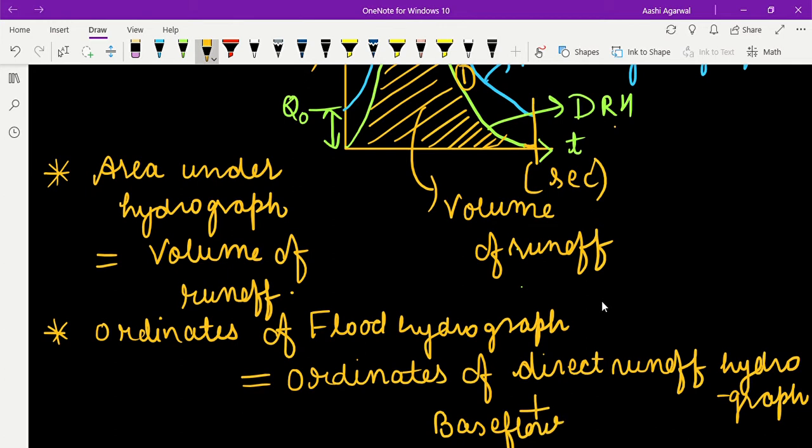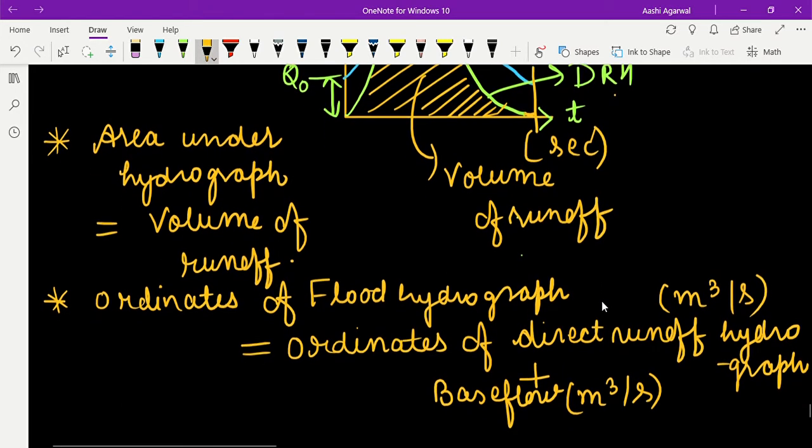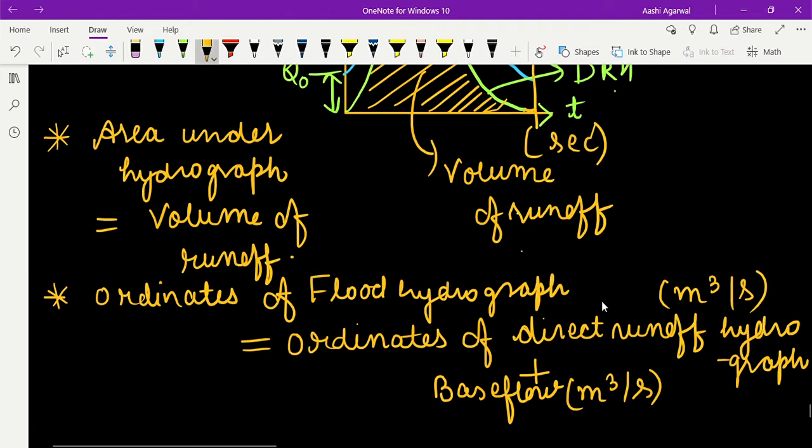So basically when I am adding, base flow is also in the units of meter cubed per second, and this is also in the units of meter cubed per second. Now a very simple question based on these two concepts we will see, and then you will be able to solve it very easily. If you are asked to find the peak value of DRH and the peak value of FRH, then you only have to subtract the base flow.